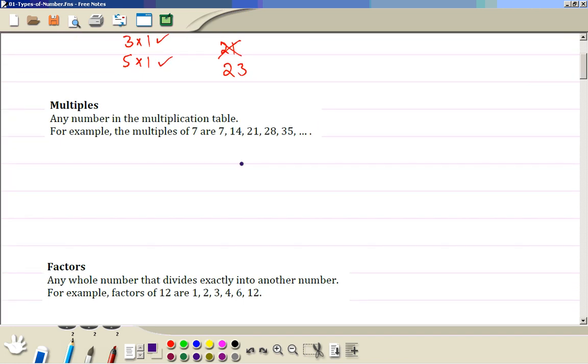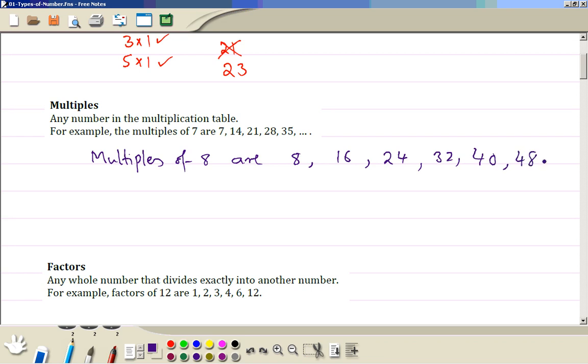Multiples. A multiple is basically a times table of a number. So the multiples of 8 are 8, 16, 24, 32, 40, 48, and so on.